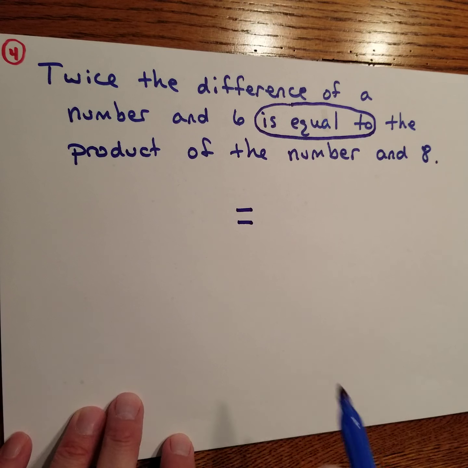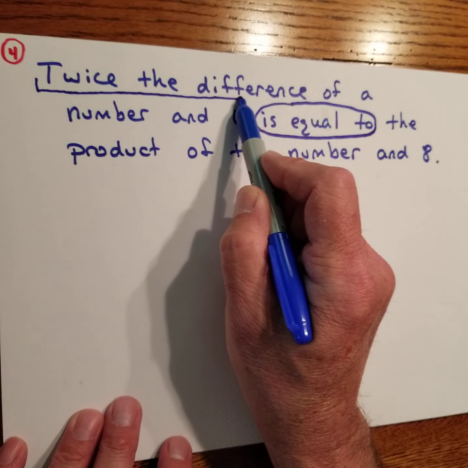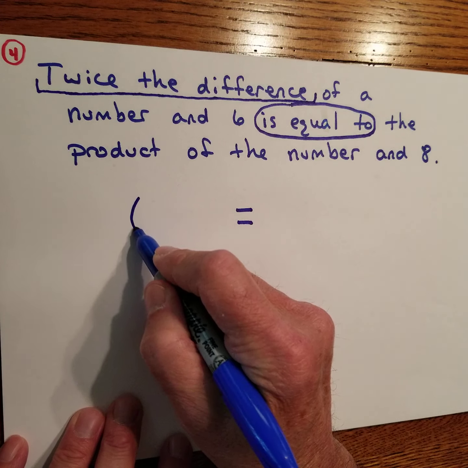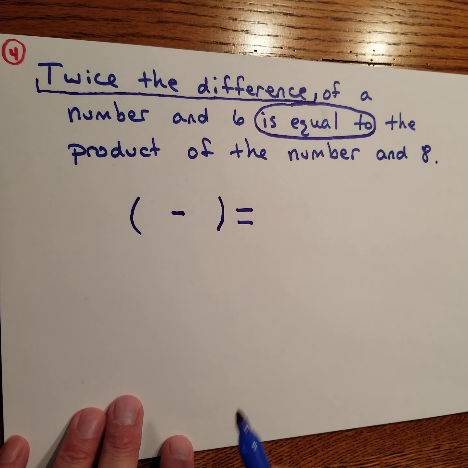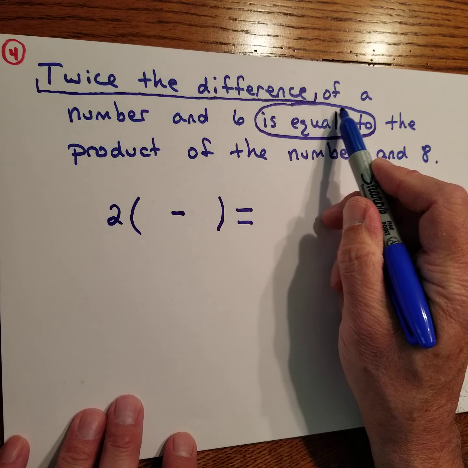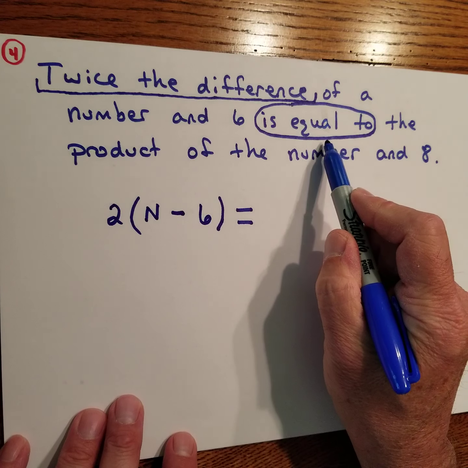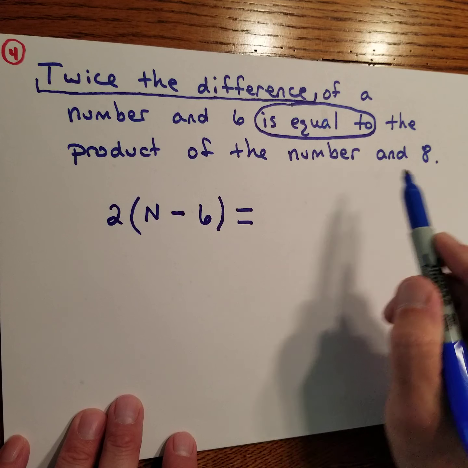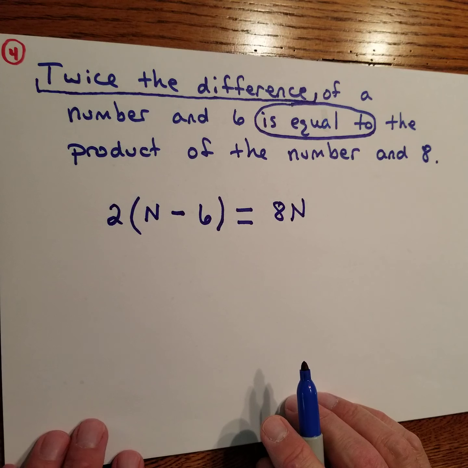Now, before the equal sign, here's a variation of our key phrase. We're used to seeing twice the sum. This time it's twice the difference. It's still a set of parentheses. A difference implies to subtract. Instead of twice the sum, we have twice the difference. The difference of what and what? The difference of a number and 6. After the equal sign, we need the product of the number and 8. Multiply the number and 8. Best way to show that is like that.